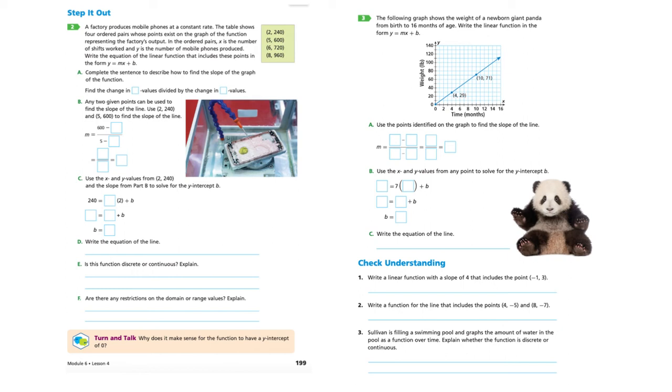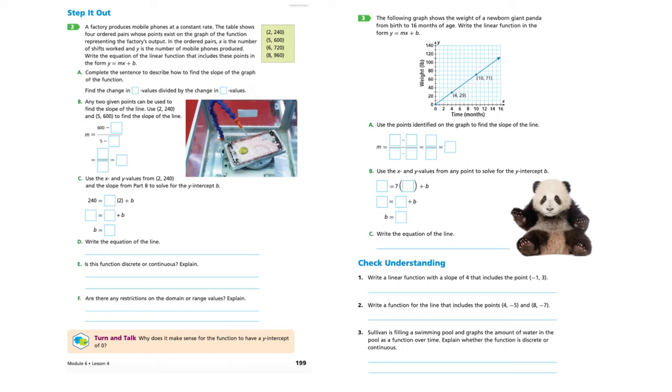B, any two given points can be used to find the slope of a line. Use 2 and 240 and 5 and 600 to find the slope of the line. So you're going to fill in the blanks here, and that'll give you some help with that. You're going to end up finding the slope.